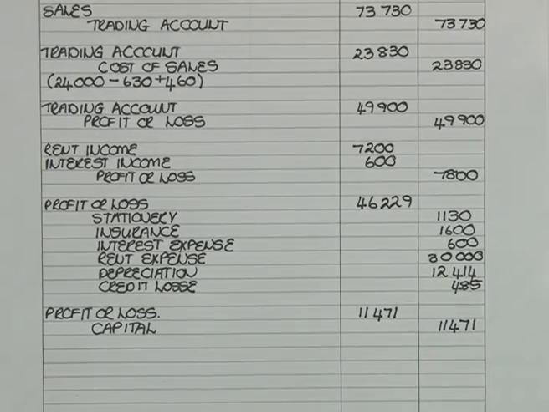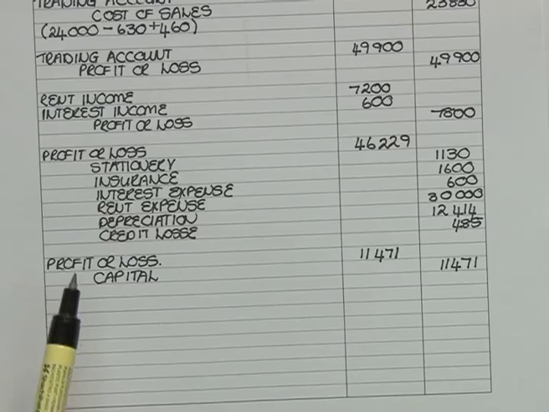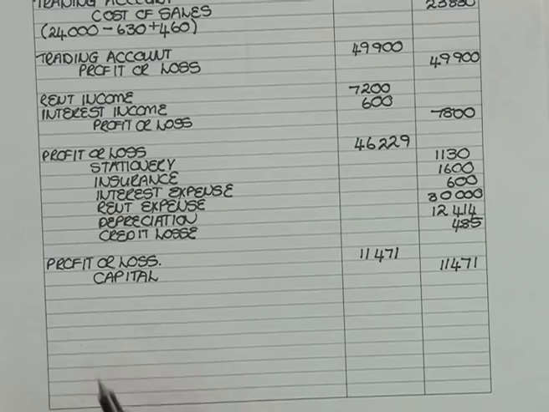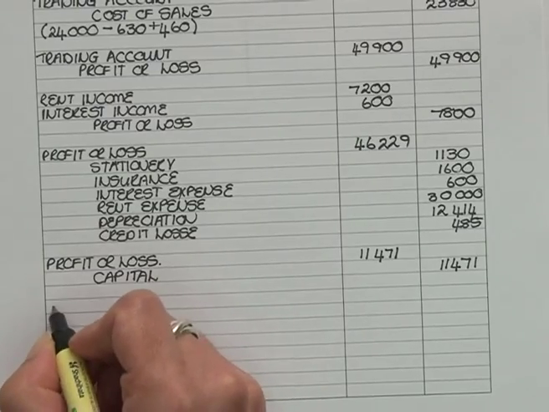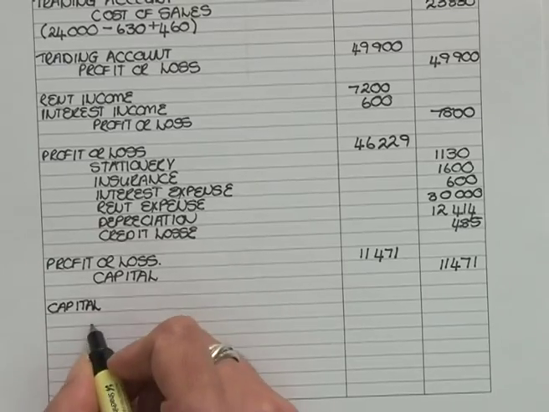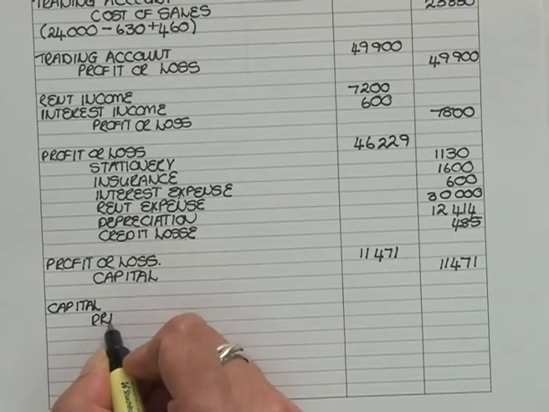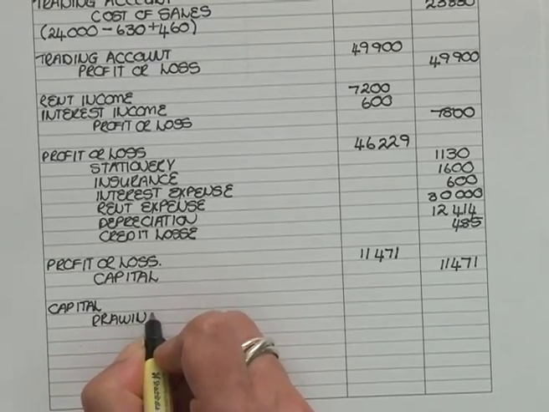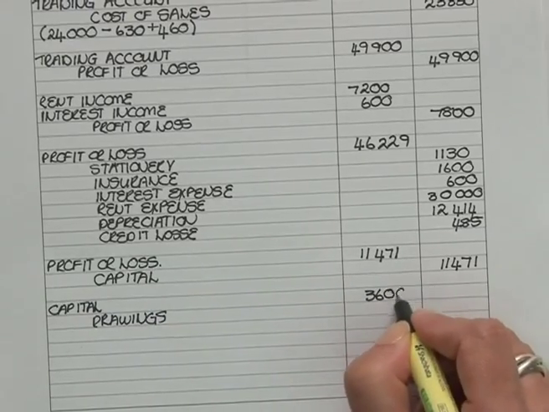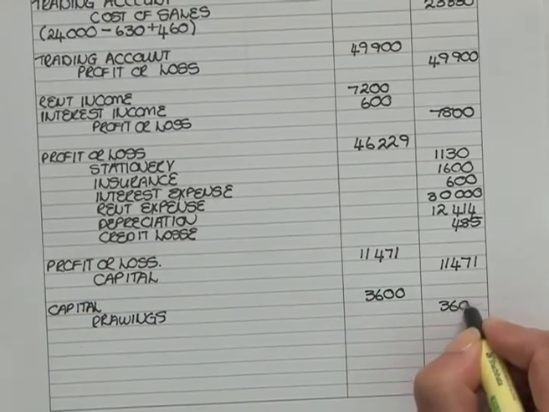I can't just close off the profit to the capital account, but anything that the owner has already taken, I will also have to close off, and that means I will take the drawings for this financial period and also close off that amount to the capital account.